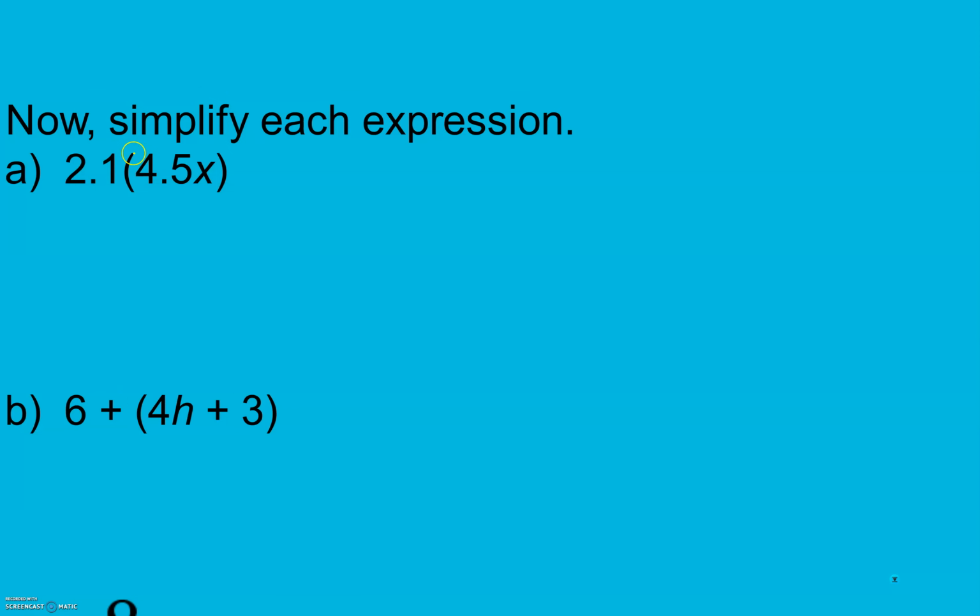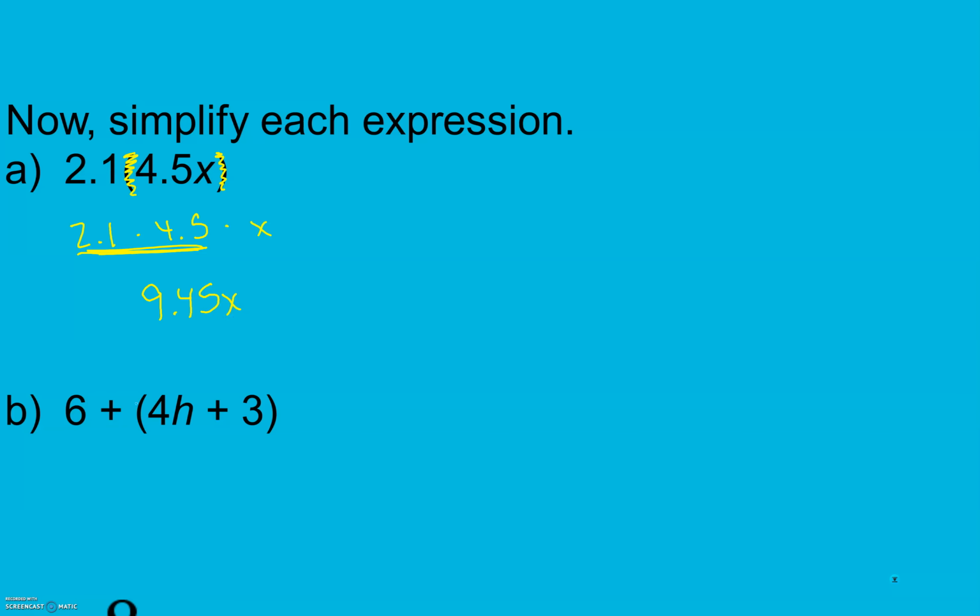On A, I can't multiply inside my parentheses because I don't know what x equals, but I can drop them with my associative property. So if I take 2.1 times 4.5 times x, now I can just multiply across, starting from left to right, like PEMDAS tells me to do, and I get 9.45x.